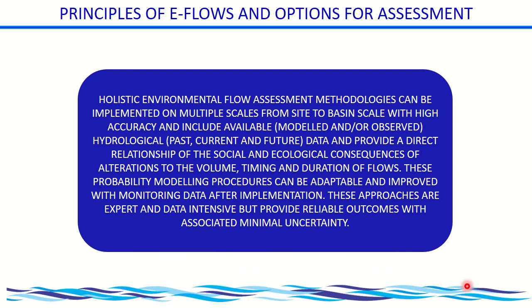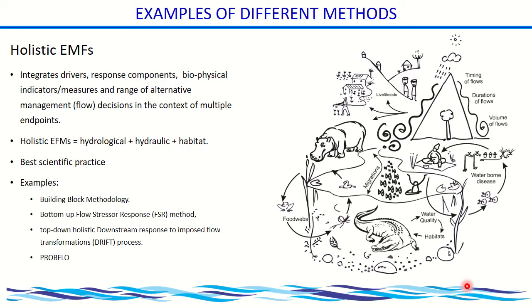Environmental flow assessment methods can be implemented on multiple spatial scales again. See, it's all the same thing. Data provides direct relationship between social and ecological consequences of altered flows, volume, timing, duration. Probability modeling procedures can be adaptable and improved with monitoring data after implementation. It considers everything. Okay, that's really important. In order to consider this type of complex system, on the right-hand side, with all of the drivers, ecological part, social part, timing part, volume, duration, quality, habitat association, you need to use holistic assessments. Okay, and there are different examples of those methods.